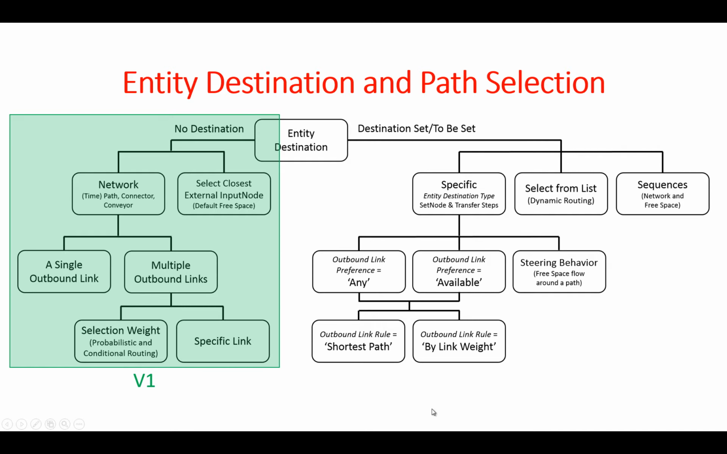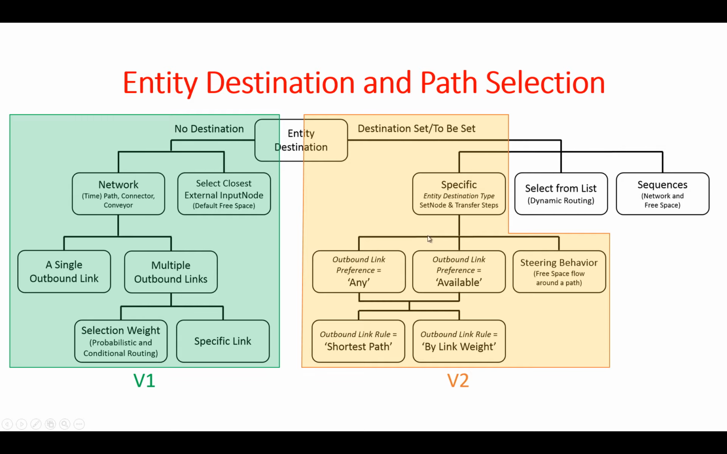The second video of the module involves the general case where the destination node for our entities is either set or will be set at some point during the run. We'll look at the case where we specify a specific node as a destination node for the entities, either using the entity destination type property of the transfer node or the set node step. And we'll look at different combinations of the outbound link preference and the outbound link rule properties of the transfer node.